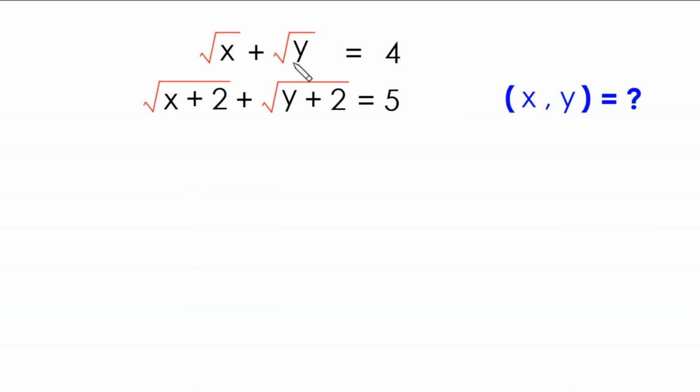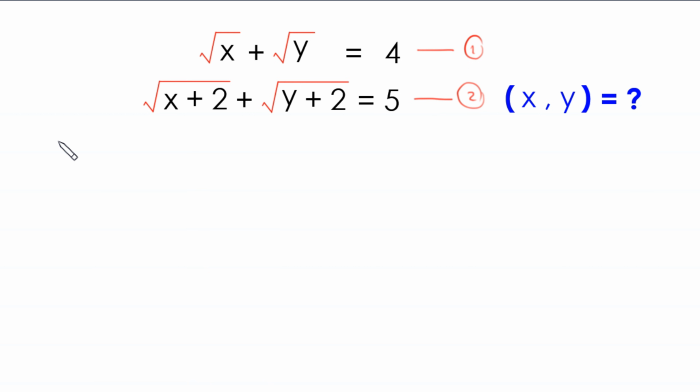√x + √y = 4 and √(x+2) + √(y+2) = 5. Our job is to find all possible values of x and y. So let's start. Let's call this equation number 1 and this equation number 2.